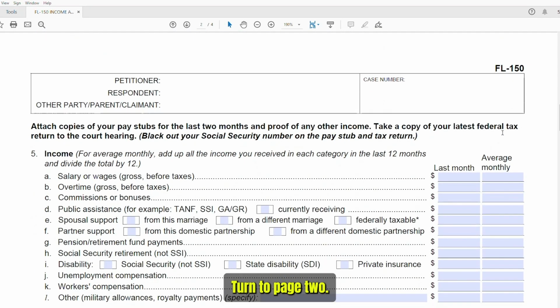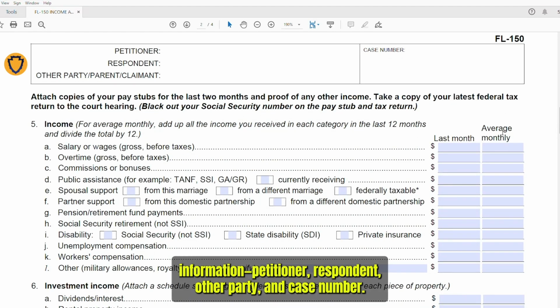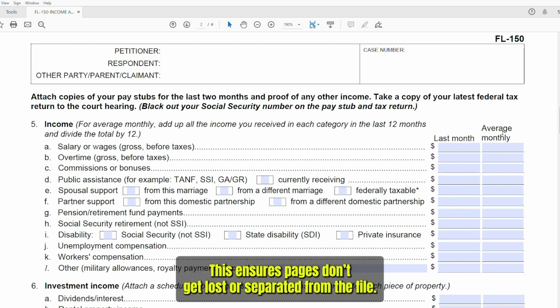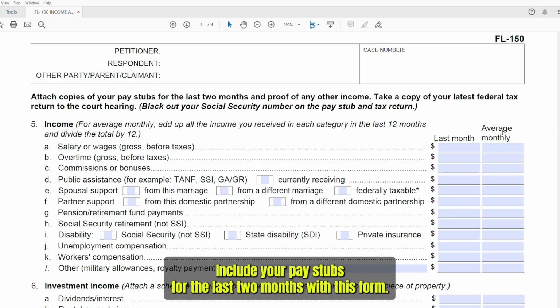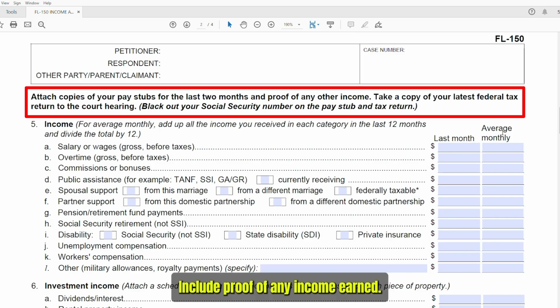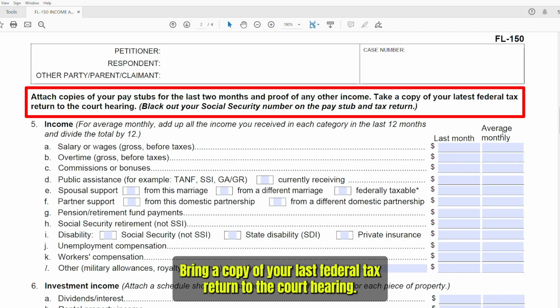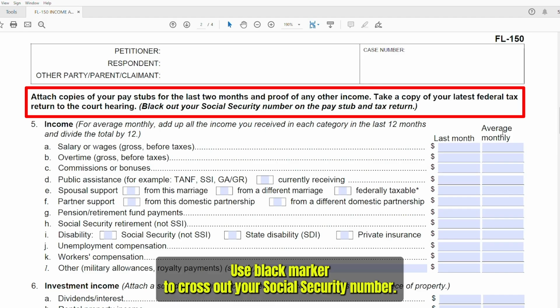Turn to page 2. At the top of each page, make sure you enter the case information: petitioner, respondent, other party, and case number. This ensures pages don't get lost or separated from the file. Include your pay stubs from the last 2 months with this form. Include proof of any income earned. Reminder, bring a copy of your last federal tax return to the court hearing. Use black marker to cross out your Social Security number.